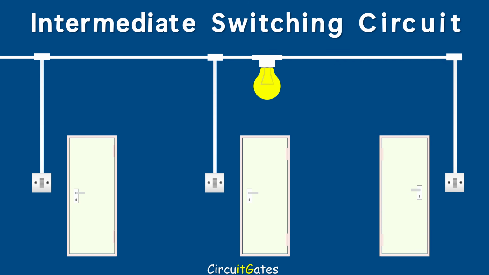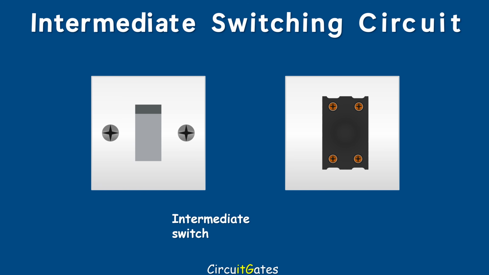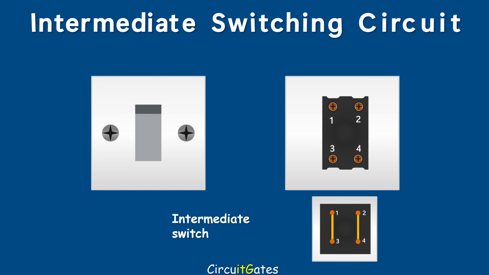An intermediate switching circuit consists of two two-way switches and one or more intermediate switches. In this video, we are looking at an intermediate switching circuit used to control a lamp from three different locations that requires one intermediate switch. An intermediate switch has four terminals, which are usually numbered 1 to 4. When the switch is operated, terminals 1 and 2 are connected to terminals 3 and 4 respectively, or terminals 1 and 2 are connected to terminals 4 and 3 respectively.